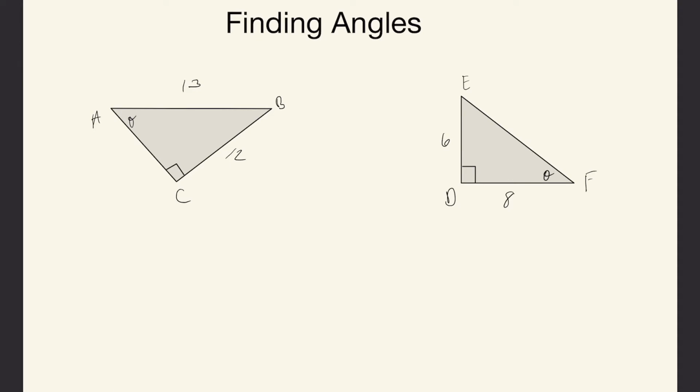So the first thing that I'm going to do is I'm going to name all three sides. So I know my right angle is here. Right across from it will be my hypotenuse. So that's what I'm going to put. My theta goes with angle A, right? So across from that is going to be my opposite, the one with the measurement of 12. And then next to it is going to be my adjacent, or the last one that I'm looking for.